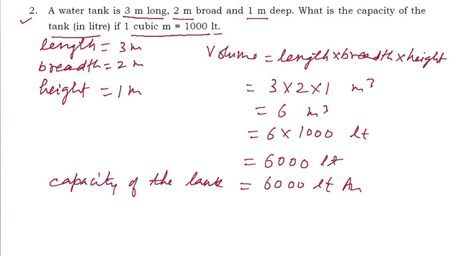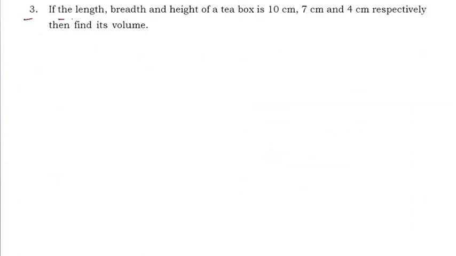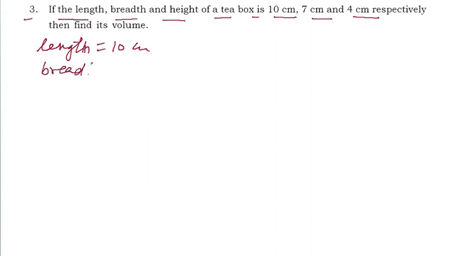Now come to the third question. If the length, breadth and height of a tea box is 10 centimeter, 7 centimeter and 4 centimeter respectively, find the volume. So length is given as 10 centimeter. Now 7 centimeter is breadth. Breadth is given as 7 centimeter. Now 4, that is the height. So you have to write the height is equal to 4 centimeter.